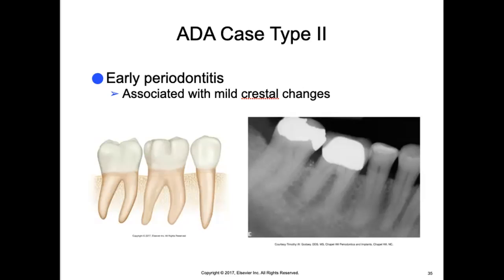Horizontal bone loss is seen more often with ADA case type 2s. Bleeding may occur with probing, or pocketing depths resulting from attachment loss may be present, and localized areas of recession may also be seen.